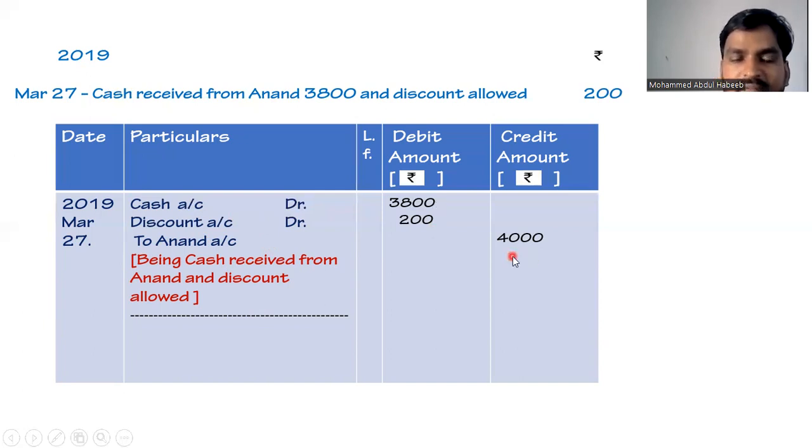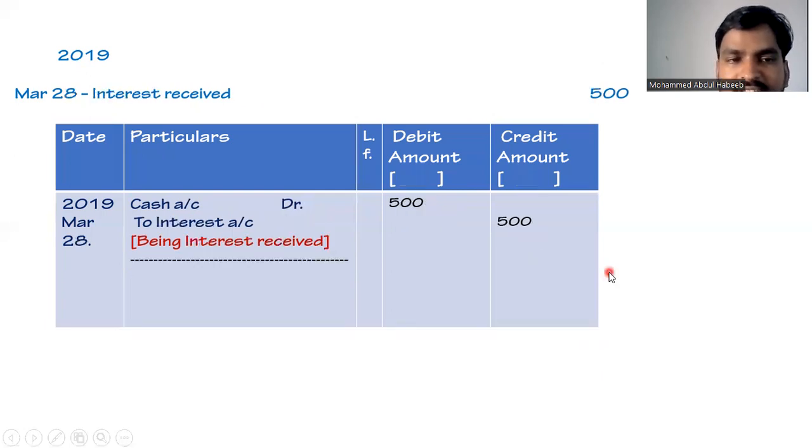It means that we were supposed to receive an amount of 4,000 from Anand, out of which we are receiving a cash amount of 3,800, and we are allowing him a discount amount of 200 rupees. The narration will be: being cash received from Anand and discount allowed. Coming to our next transaction, which is on 2019 March 28.